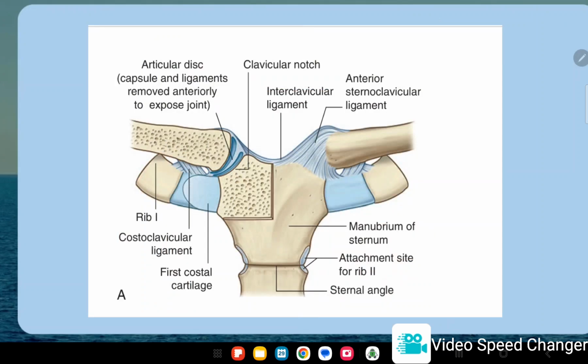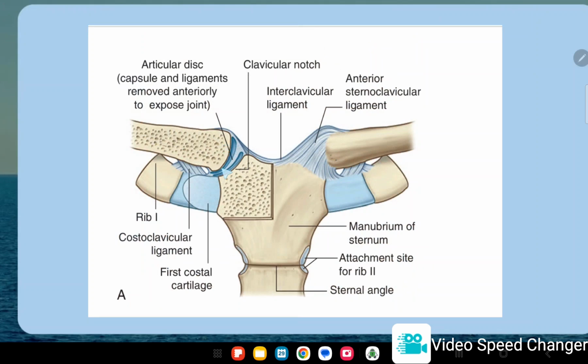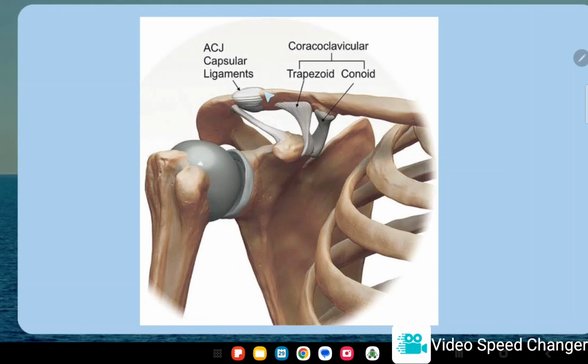I will revise what we have studied. The medial end forms the sternoclavicular joint, sternum and clavicle. To a lesser extent, it also touches the costal cartilage of the first rib. Then we studied the lateral end. The lateral end of the clavicle articulates with the acromion process of the scapula, forming the acromioclavicular joint. I want to add some more things. At the lateral end there is a joint capsule. You can see these are the ligaments. There is a joint capsule at the acromioclavicular joint.